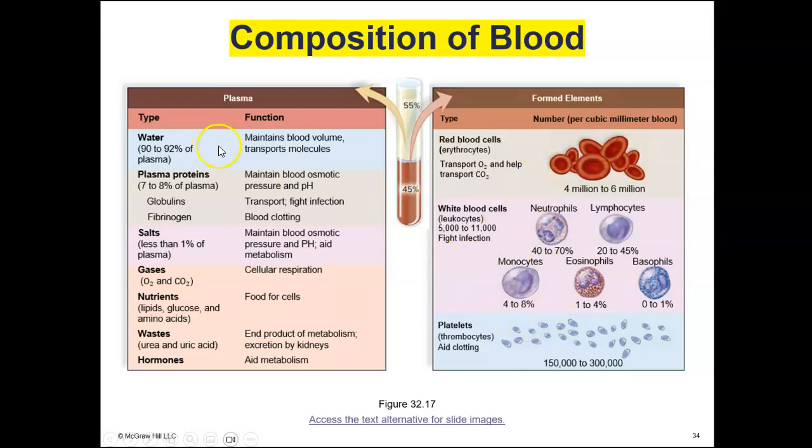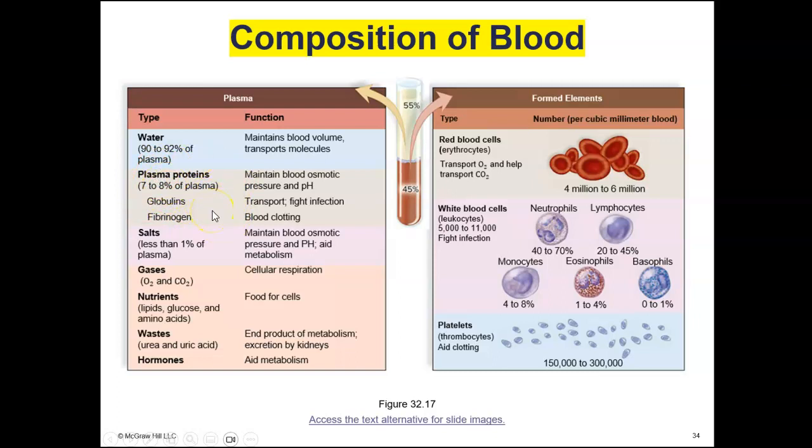The plasma is composed of 90% or more of water, and then plasma proteins, which help to keep the blood thicker, or more dense, than the tissue fluid. Because the blood itself has a higher concentration of plasma proteins, it will draw water into the blood vessels. So water is constantly being drawn into the blood vessels because of these plasma proteins, which make the blood plasma more concentrated than the tissue fluid.